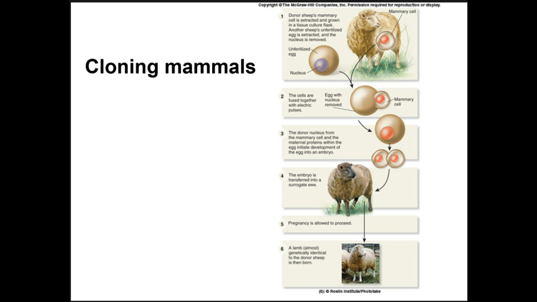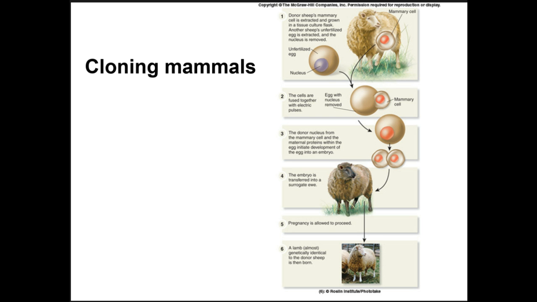In order to clone the whole organism, basically what they did was a donor sheep's mammary cell is extracted and grown in a tissue culture flask. So they took one of the sheep's body cells from the mammary glands or the mammary tissue, which is where the breast milk is made. Then they took another sheep's unfertilized egg and removed the nucleus.